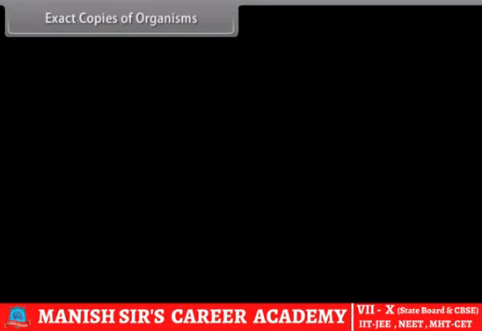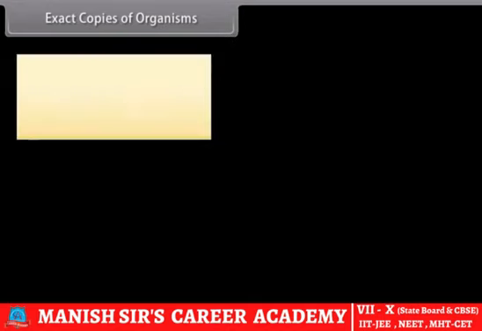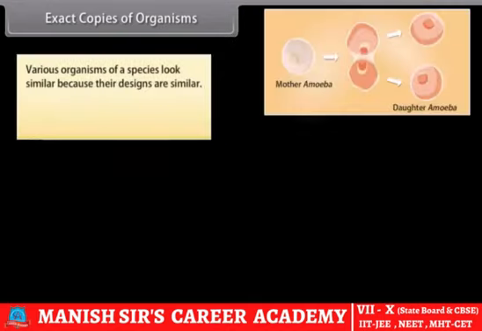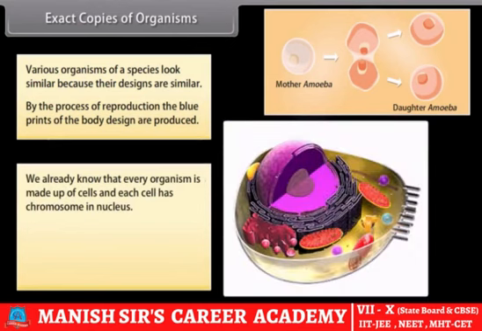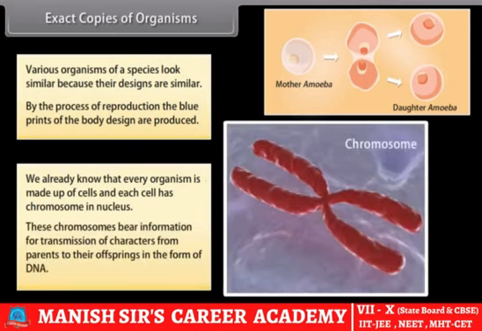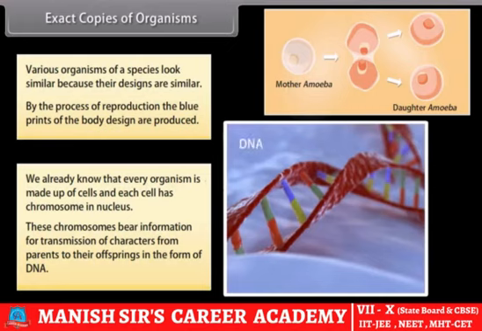Exact copies of organisms. Various organisms of a species look similar because their designs are similar. By the process of reproduction, the blueprints of the body design are produced. We already know that every organism is made up of cells, and each cell has chromosomes in the nucleus. These chromosomes bear information for transmission of characters from parents to their offsprings in the form of DNA.